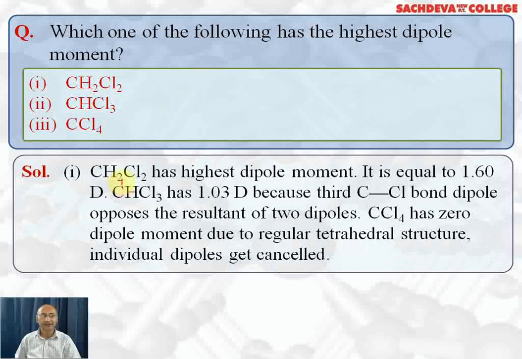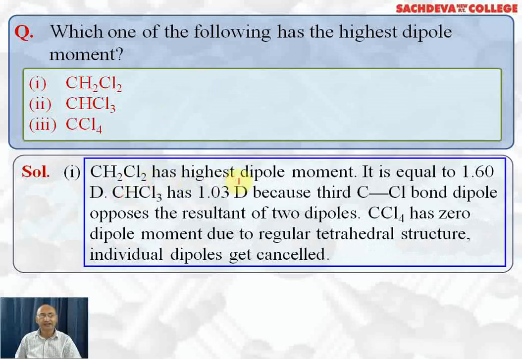This is the written explanation. Dichloromethane has the highest dipole moment, equal to 1.60 debye. Chloroform has 1.03 debye because the third C-Cl dipole opposes the resultant of the two dipoles. CCl4 has zero dipole moment due to its regular tetrahedral structure. The individual dipoles get cancelled.